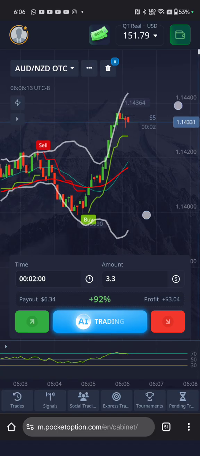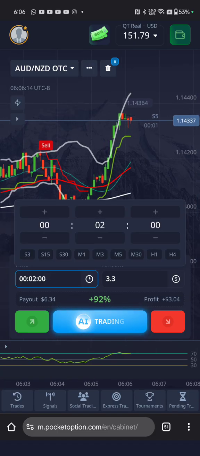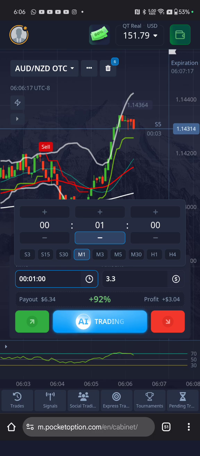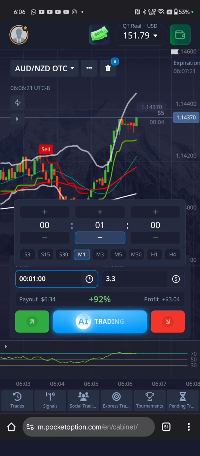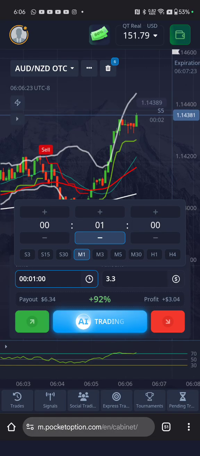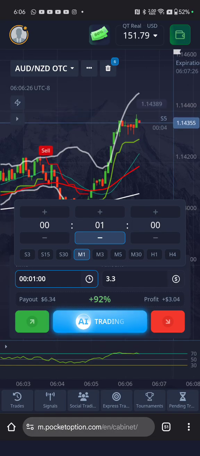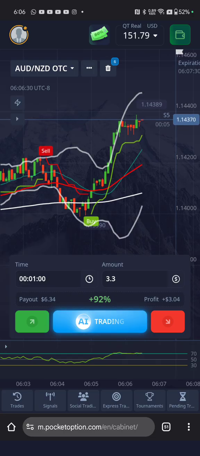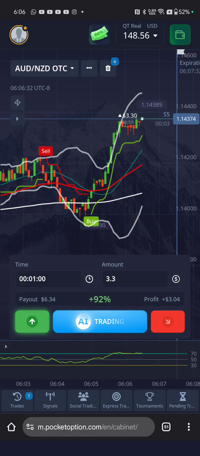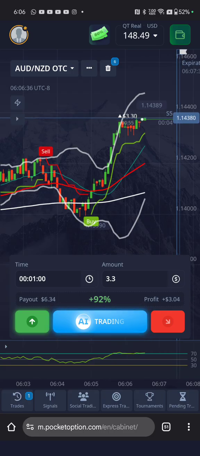Look at that. It came down a little bit. I'm going to go on a 1 minute trade. Let it come down a little bit more if it wants to. It didn't want to. It went back up. But see the inclination of this Bollinger Band, how high it is? That's a sure sign that it's going to go up. So I'm going to go back in for $3.30 on that and recover the $3.30 that we lost.